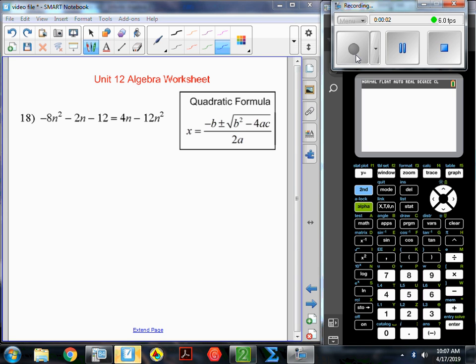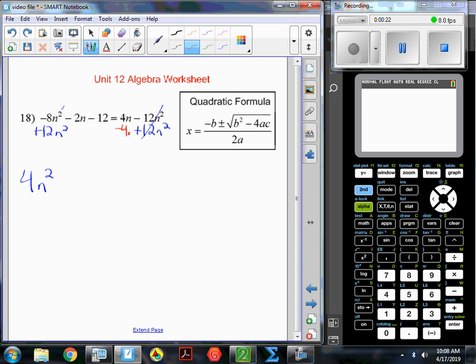Okay, number 18, solving using quadratic formula. I'm going to start by getting everything over to the left because that's how I like it on the left-hand side. So plus 12n squared on the right, plus 12n squared on the left. Negative 8 plus 12 will give me 4n squared.